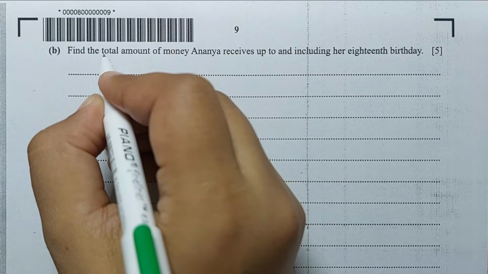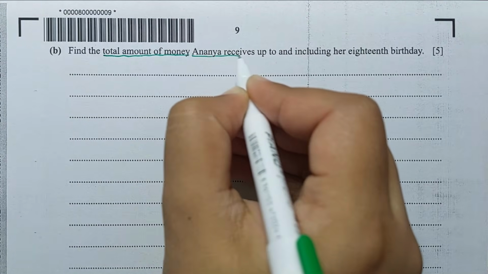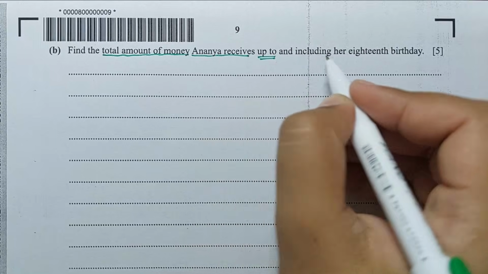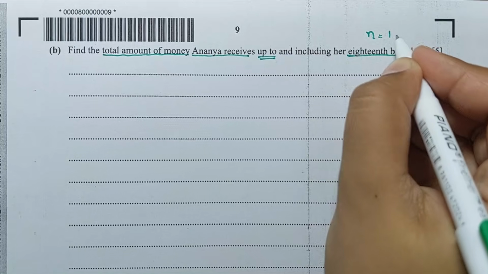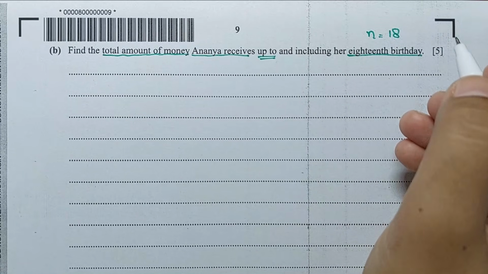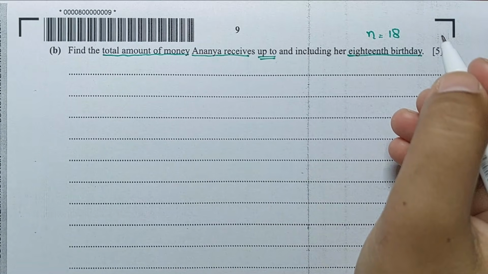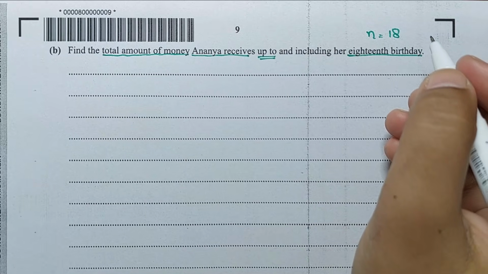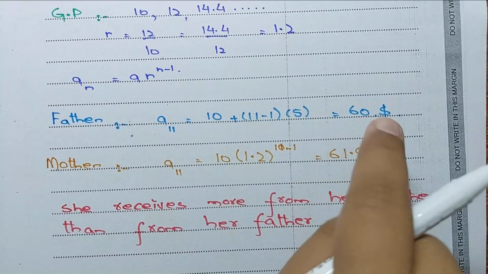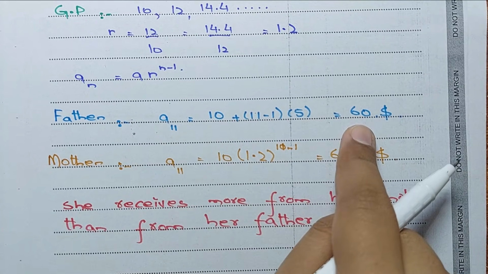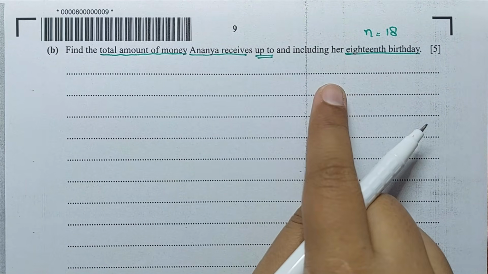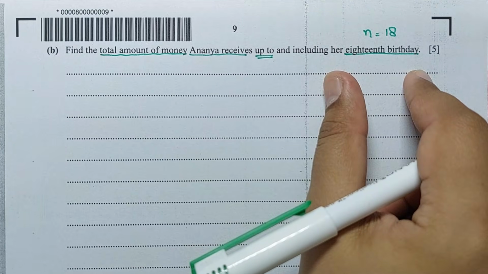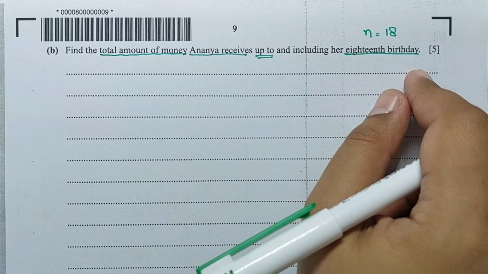Now for part B, find the total amount of money Anaya receives up to and including her 18th birthday. So n should be equal to 18. From the first year till the 18th year, we have to sum up everything, right? On the 11th birthday, from the father it is $60, and from the mother it is $61.9. But we have to find the total amount she will receive on her 18th birthday from her mother and from her father, and then sum up both.